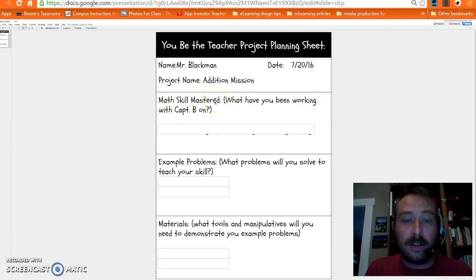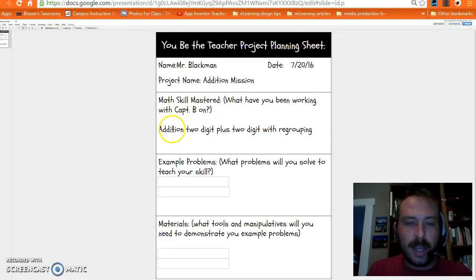Now the math skill mastered. What have we been working on in class? What have I said? Hey, you're ready. You passed this assessment. You mastered this skill. What is that? I'm going to say for here, this is addition of 2 digits plus 2 digits with regrouping.